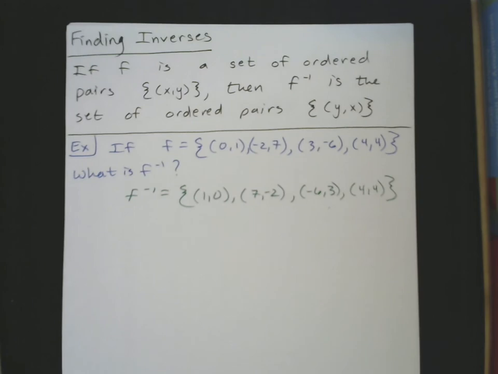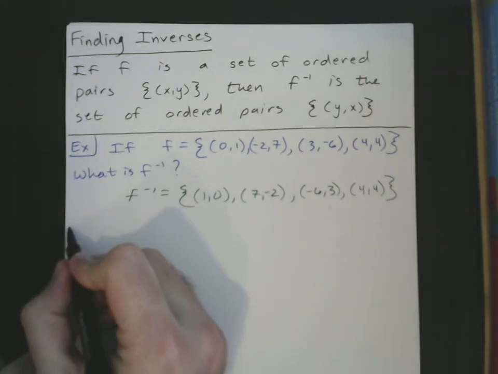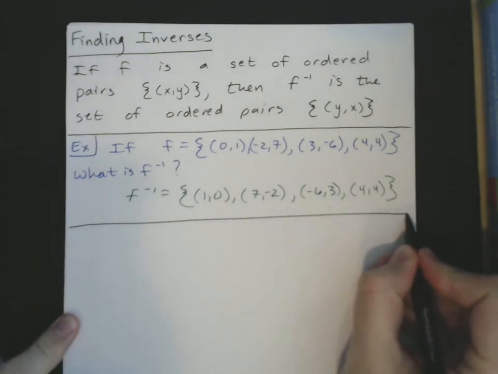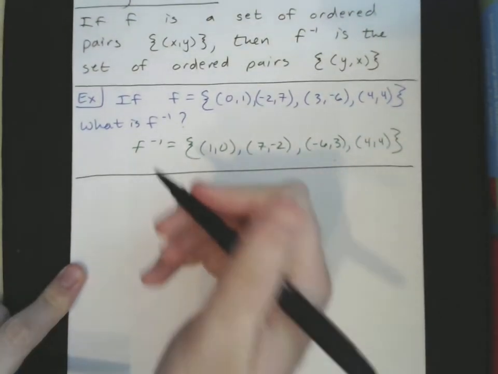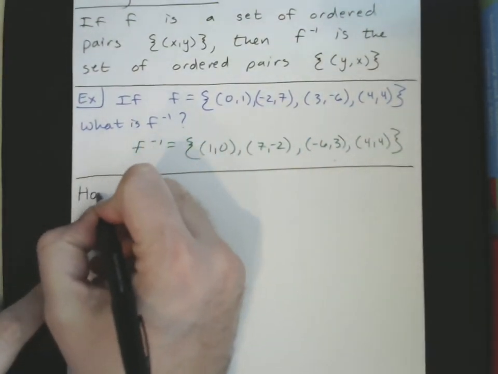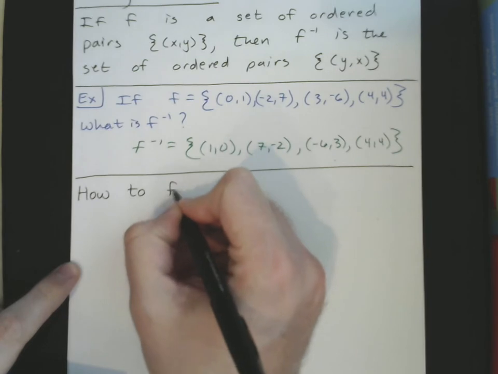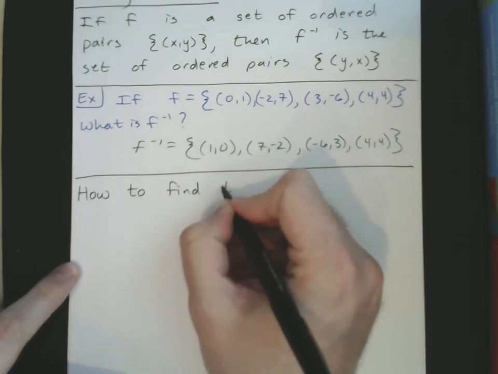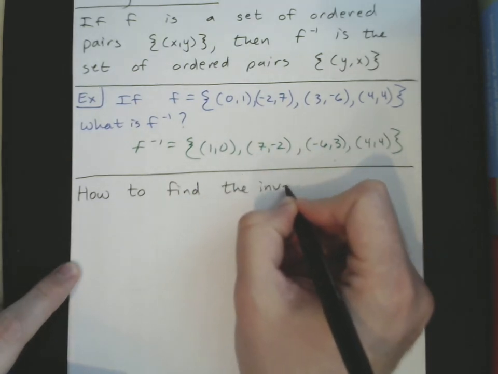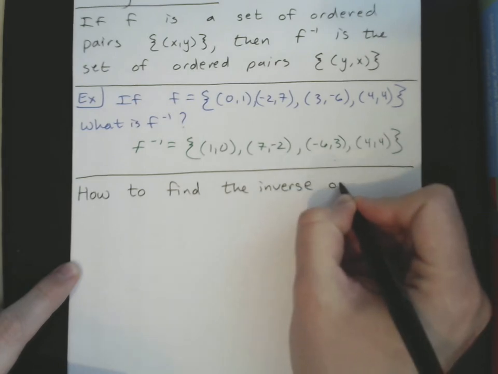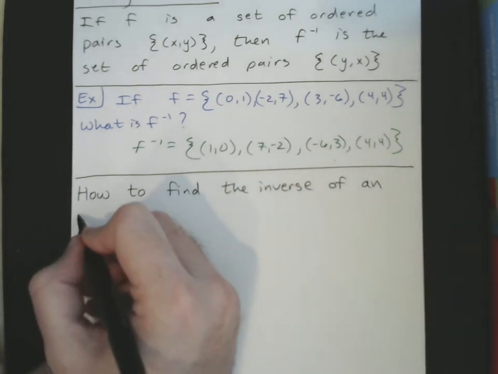So this is all well and good if we have ordered pairs, but we know that we don't work with ordered pairs function representations very much. We work mostly with equations. So how do we find the inverse of an equation?